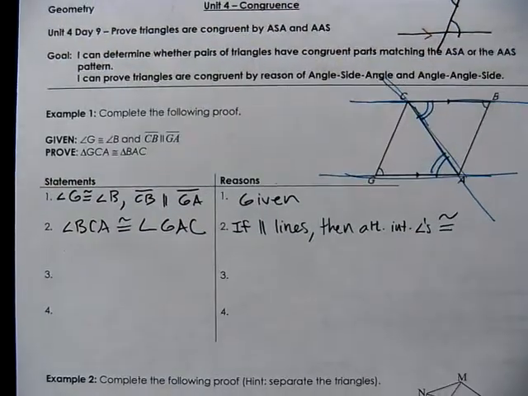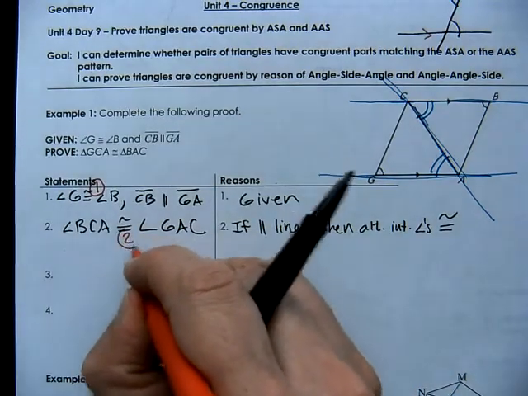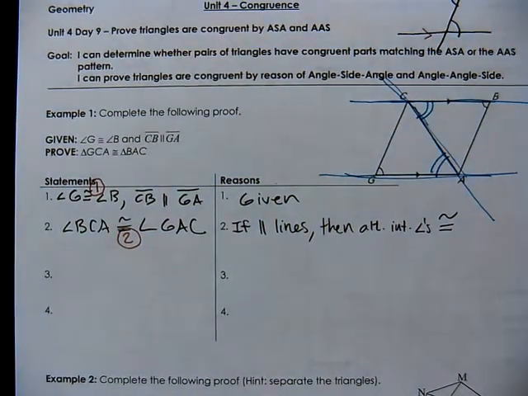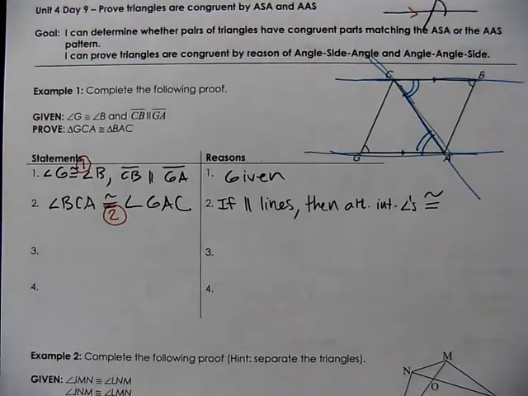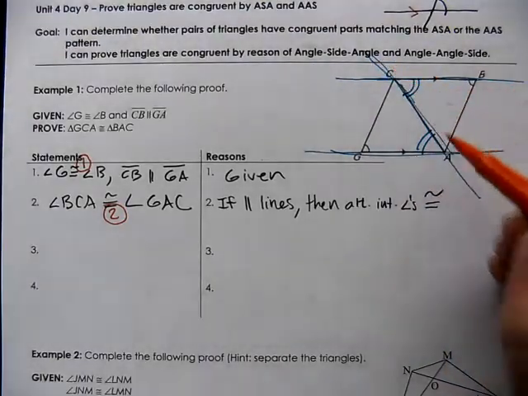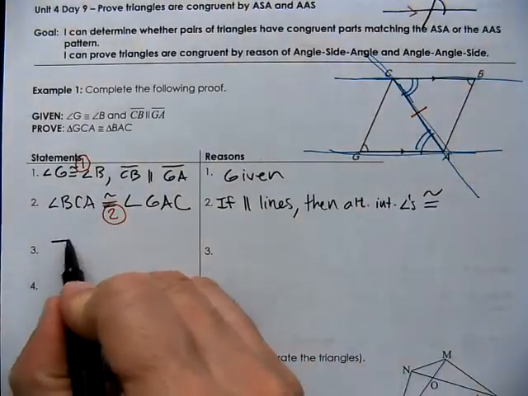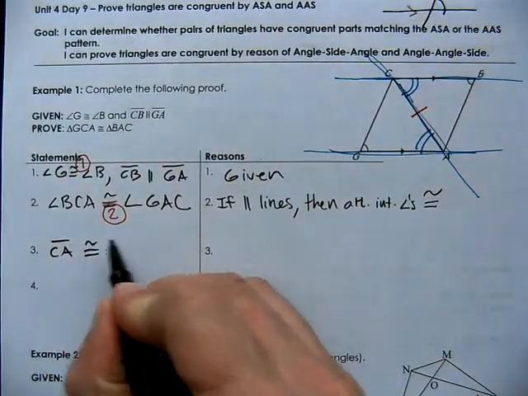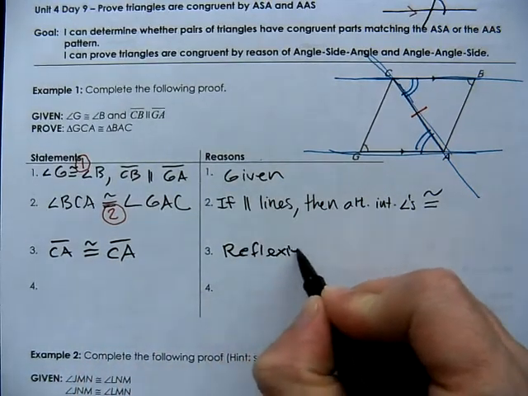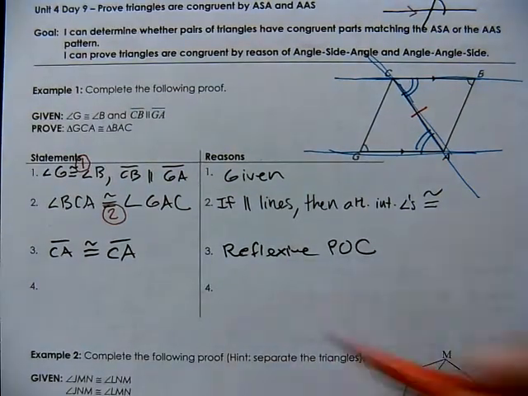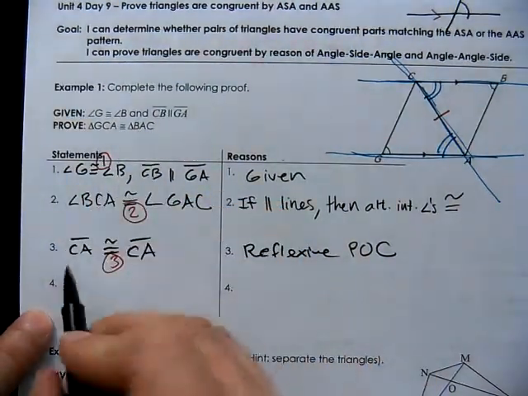And so if you think about what we have so far, notice that we have 1 pair of congruent parts, 2 pairs of congruent parts. Remember, you always have to have 3 before you can say that your proof is about done. So we need 1 more pair, and that'll be on this shared side, right? So anytime you have a shared side, that'll be your reflexive property. So segment CA is congruent with segment CA. That's our reflexive property of congruency. So now that you've got 1, 2, 3 pairs of congruent parts, now you can declare that triangles are congruent.